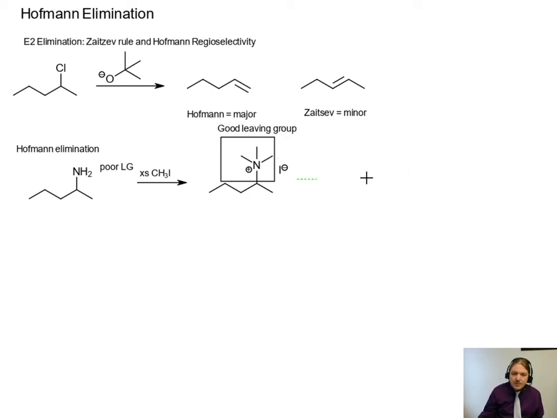Okay. And then we treat it with an appropriate base, and in this particular case, the base that we're going to use is silver oxide, Ag2O. And we're going to do this in water. And we'll talk about silver oxide as a base choice here in a moment. Again, I'm going to go through how this all works. And that leads to this alkene as the major product. And the Zaitsev alkene probably does form as the minor product. So let's draw it also.